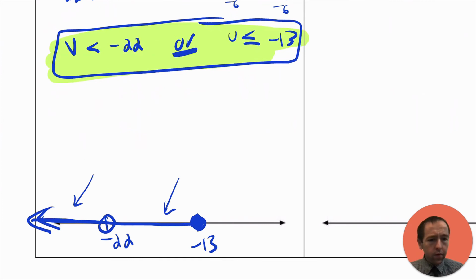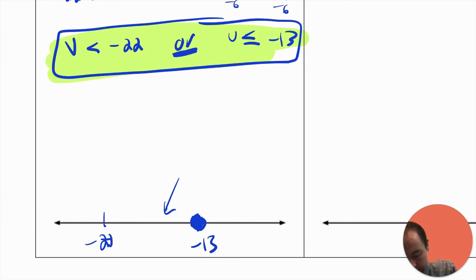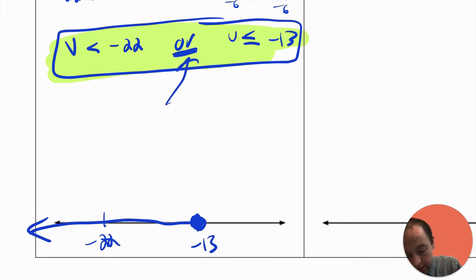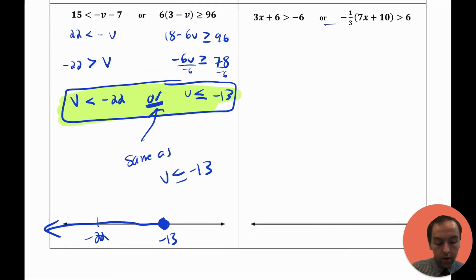So really, for this OR statement to be true, it can just be from negative 13 and below. I'll still include negative 22 there, but really all of those numbers are going to be the solution. So this is the same as just saying all numbers that are less than or equal to negative 13 is ultimately going to make that OR compound inequality be true.